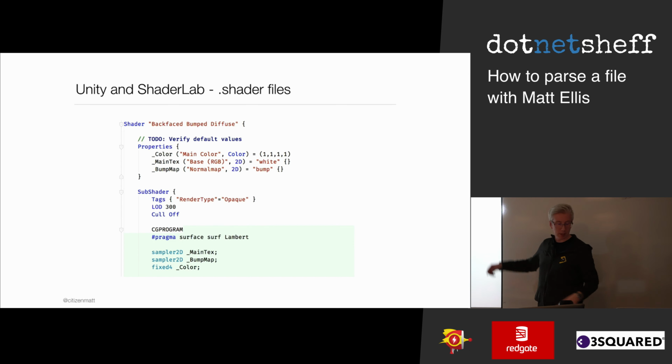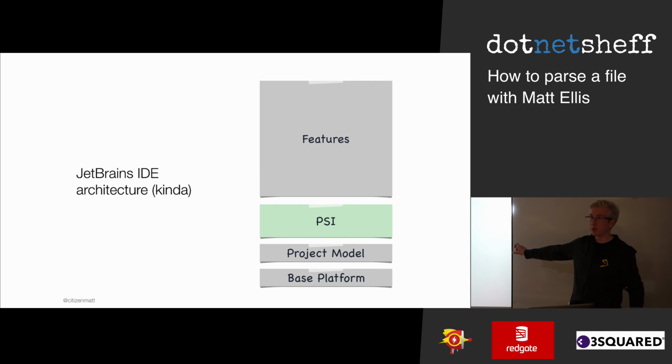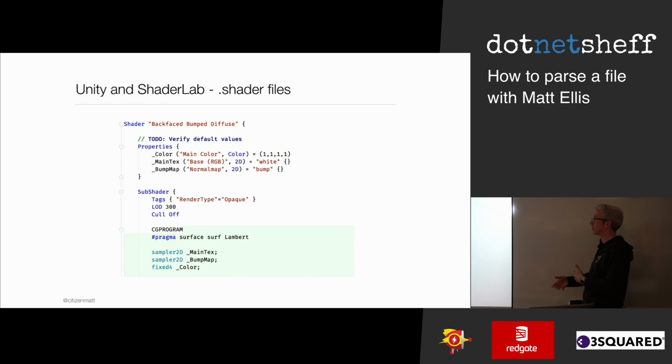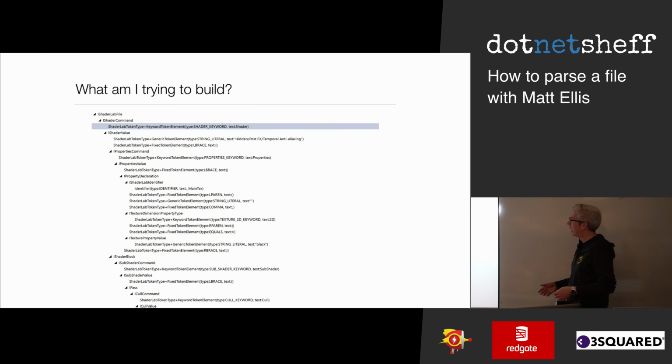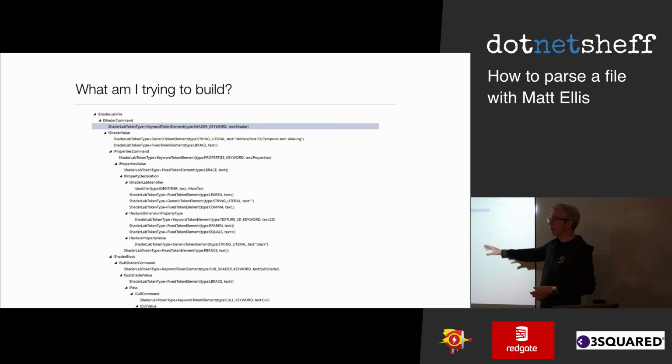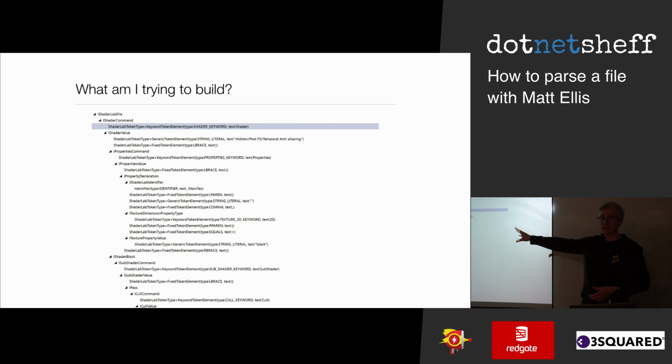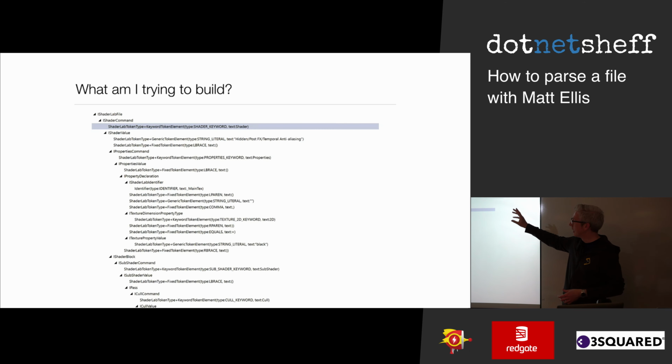And if you remember with the diagram, that meant I had to build a PSI level. So that means I had to parse this file and work with it. So what am I trying to build? A syntax tree, something like this. It doesn't matter if you can't quite see this, it's too small and everything, but this is the idea.